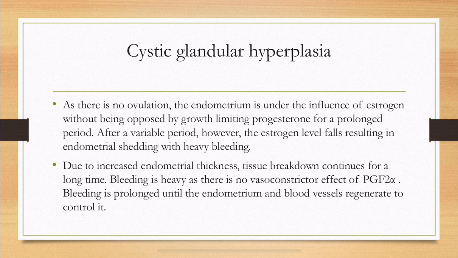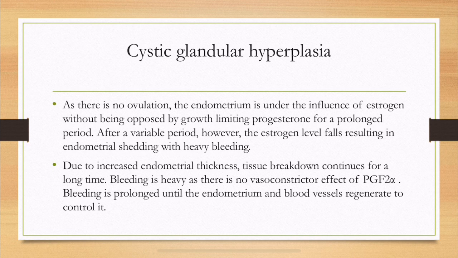What happens in cystic glandular hyperplasia? There is no progesterone. The endometrium is only under the influence of estrogen, so endometrial thickening happens for a long period, resulting in heavy bleeding. Due to the increased endometrial thickness, tissue breakdown will continue for a long time. Bleeding is heavy as there is no vasoconstrictor effect of PGF2 alpha. Now, where does this PGF2 alpha come from? PGF2 alpha is prostaglandin F2 alpha, which is released under the influence of progesterone.